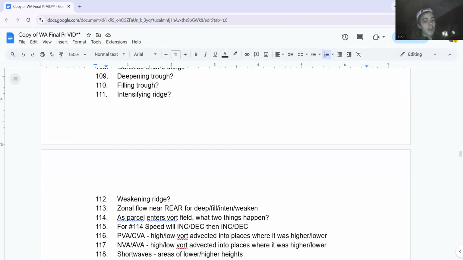Not really three things, but all right. What is a deepening trough? It is if the jet streak is before the trough. Filling trough, it's after. And for the deepening trough, we have cold air advection below. For the filling trough, we have warm air advection below. Intensifying ridge, we have the jet streak before the ridge. It's about to intensify, and we have warm air advection below.